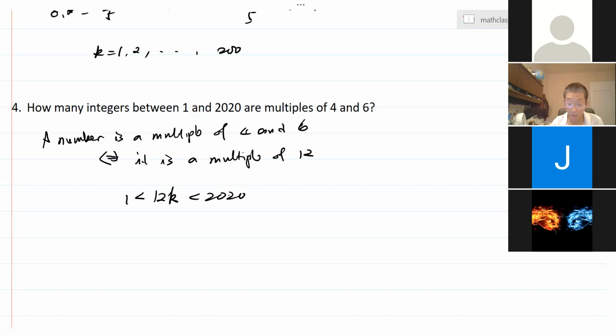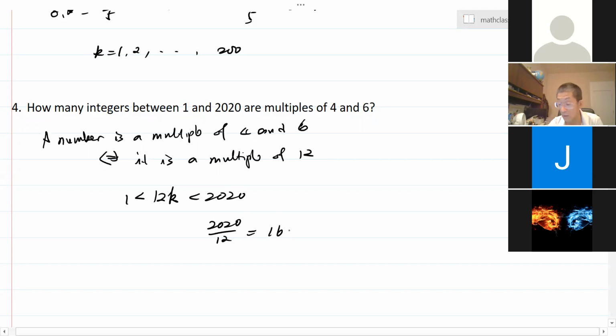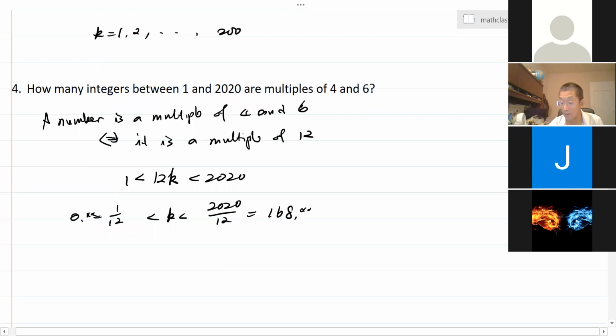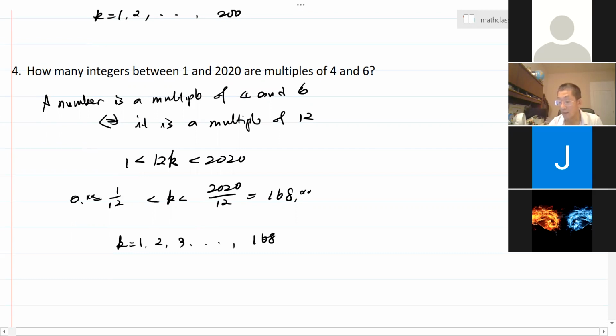2020 divided by 12 is about 168 something, right? And 1 over 12 is definitely less than 1, so I don't even do the calculation. So that's the value for k, between those two numbers. So clearly k is going to be 1, 2, 3, all the way to 168.